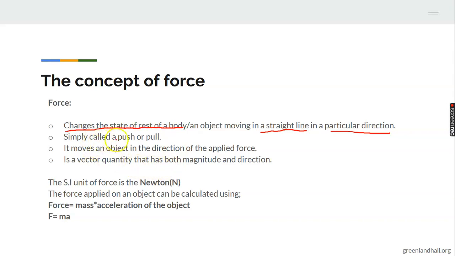We'll get there. So simply, you can define force to be a push or pull. You can define it to be the first one, and you can as well define it to be the third one, which is that it moves an object in the direction of the applied force. Another way of defining force is that it is a vector quantity. Vector quantity means it has both magnitude and direction. That means it can be measured as well. It has a direction that it is heading to. Those are the four things you can use in defining force. So the SI unit of force is Newton.